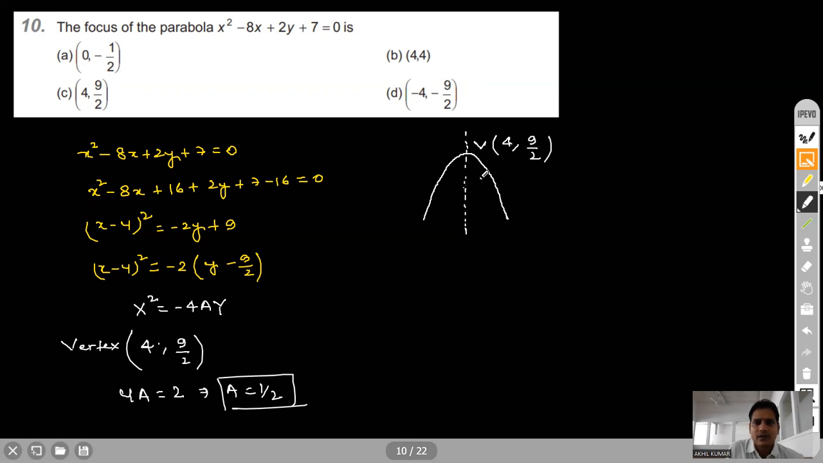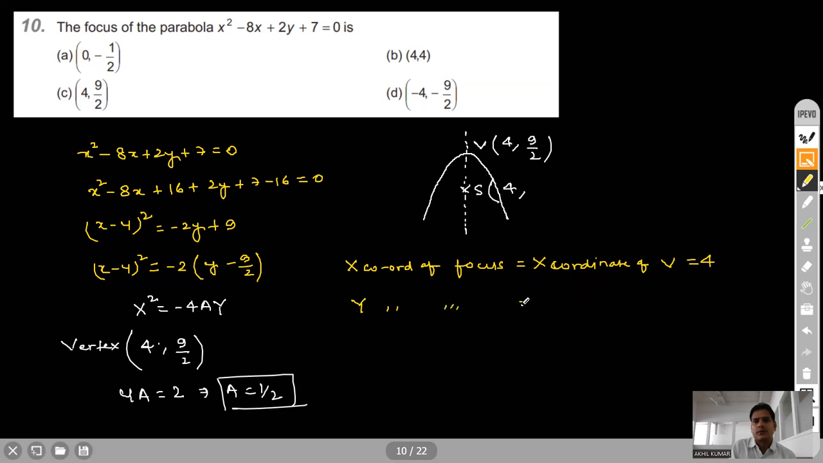Okay. So since this is a downward opening parabola, the x coordinate of focus will be the same as the x coordinate of the vertex, that is equal to 4. And the y coordinate of focus will reduce by this quantity a, since this distance is basically a. So it will be 9 by 2 minus half. 9 by 2 minus half means what? 4.5 minus 0.5 becomes 4. So this will be our coordinate of focus, 4 comma 4. Okay. So this option B is correct.